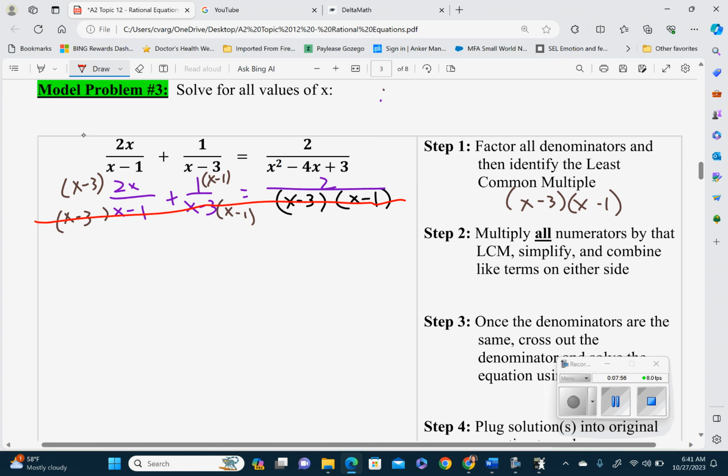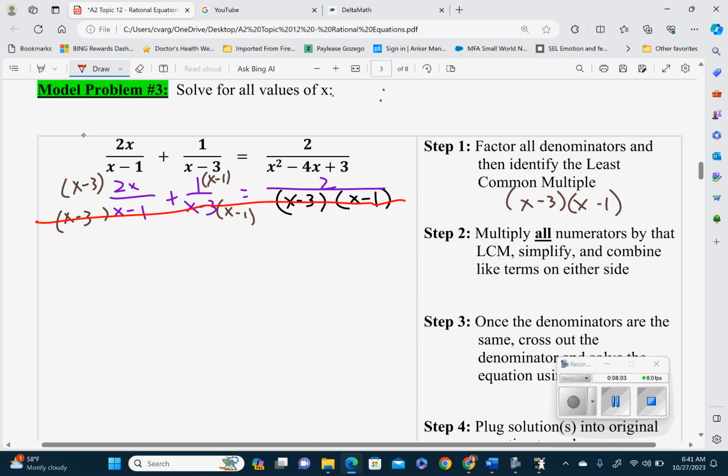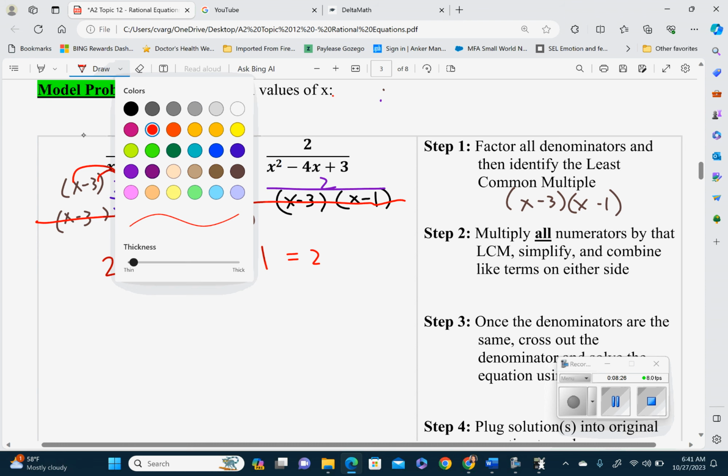And again, whenever I have all the denominators the same, as you can clearly tell, this is my favorite part, making less work for me. So then I'm going to write down the stuff that's left. So I have 2x times x gives me 2x squared. 2x times negative 3 gives me negative 6x. 1 times x gives me 1x. And 1 times negative 1 gives me negative 1. Okay, and this is equal to 2. All right, so now I'm just going to go into my mode of solving.